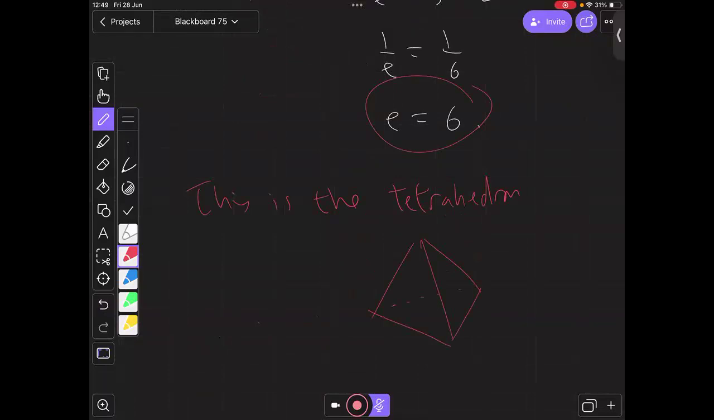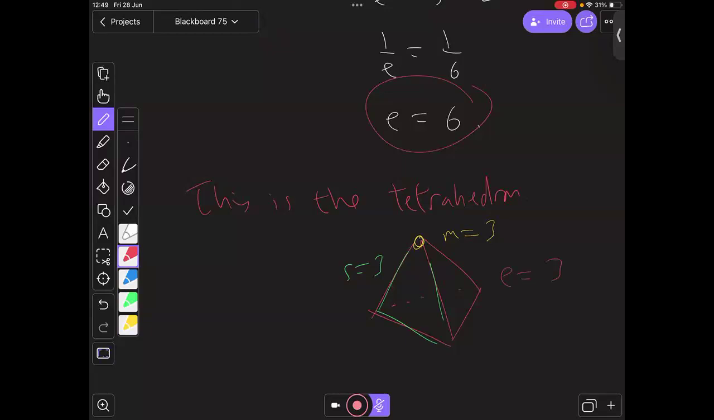Okay, that's the tetrahedron. You can see the 6 edges. You see at each vertex you get M equals 3. At each face you've got 1, 2, 3. So that's S equals 3, and you can count yourselves that E equals 6. It's the only possibility, right?